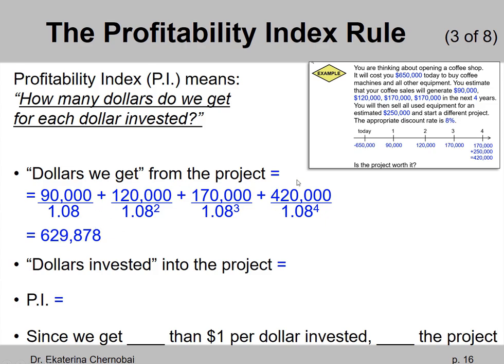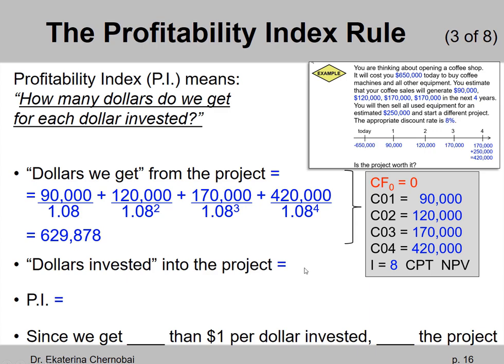And the sum of the 4 discounted future cash flows is $629,878, just like in the net present value approach. Next, dollars invested into the project. This number is given. Actually, let me show you that number first, $650,000. So now, how should we do it in the financial calculator?